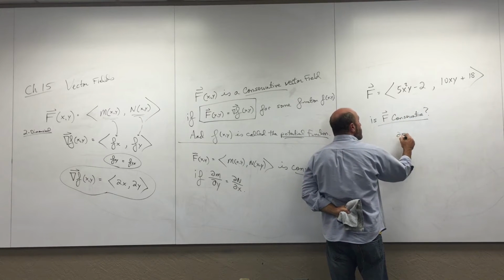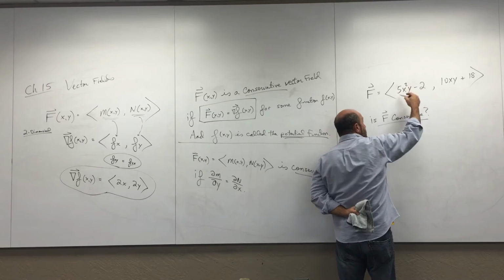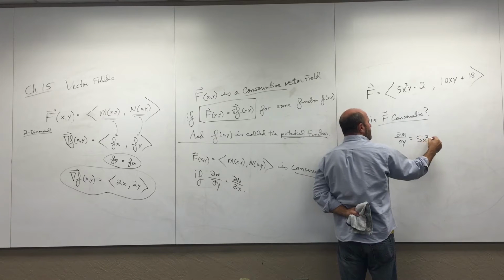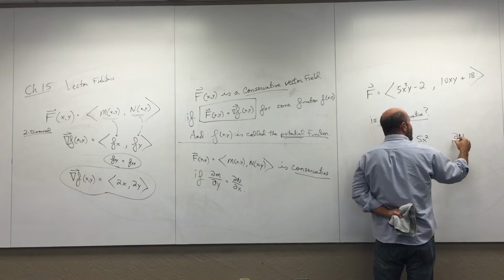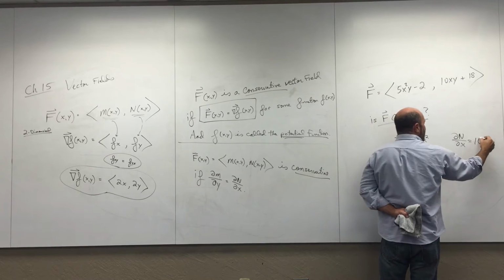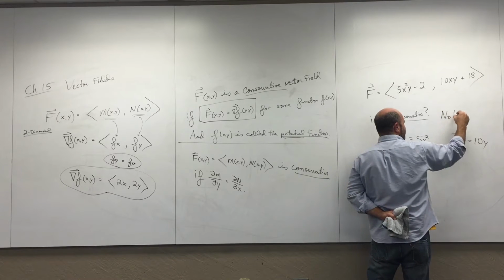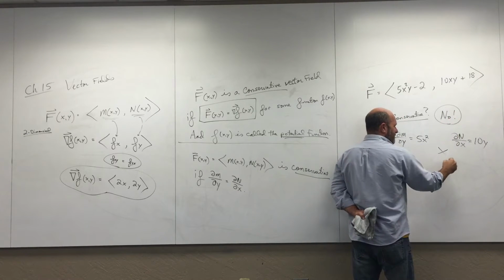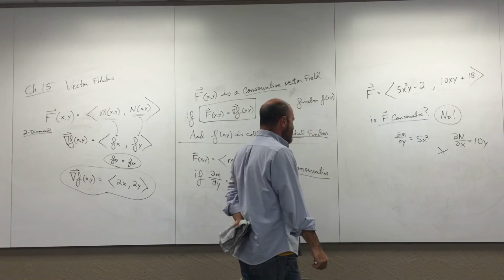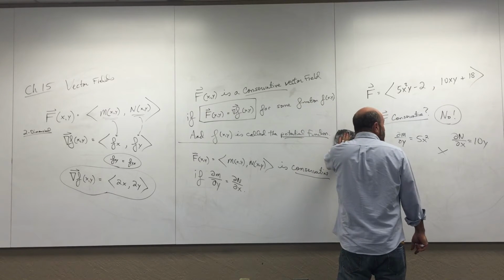What is dM/dy? It would be the partial derivative with respect to y of M. This is M. If I do its derivative, that's just 5x squared, right? And then dN/dx is 10y. Anyway, they're not the same, so no. Not conservative. They're not equal. Well, I mean, x squared equals, what, 2y? Yeah, no, they're not equal.